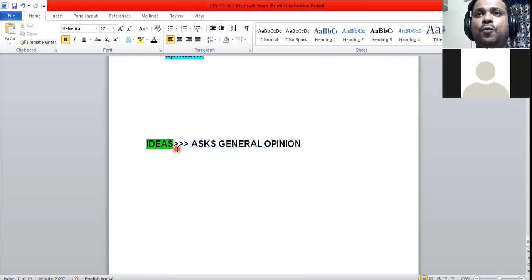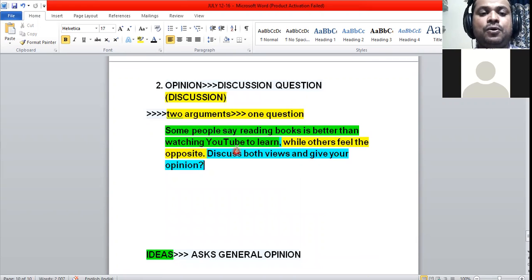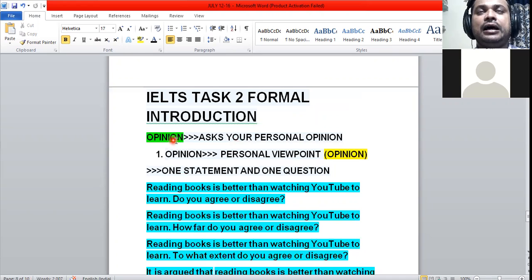In one type of question, your opinion is asked. In another type of question, your opinion is not at all needed. So if you write your opinion in this particular question, then it will be a negative mark. And if you don't write your opinion in the other type of question, again that will be a negative mark. So we have two basic types of questions.